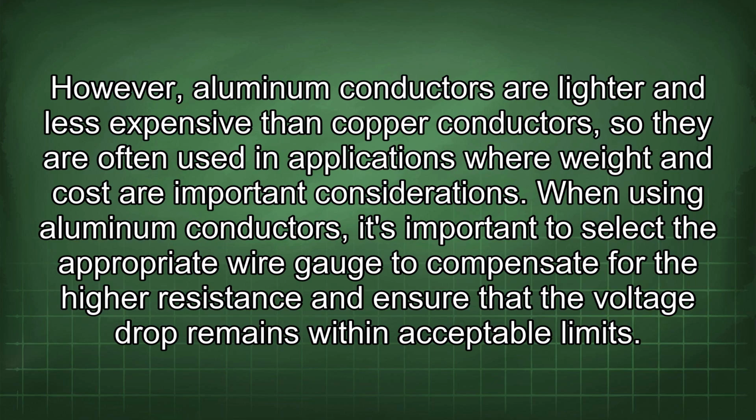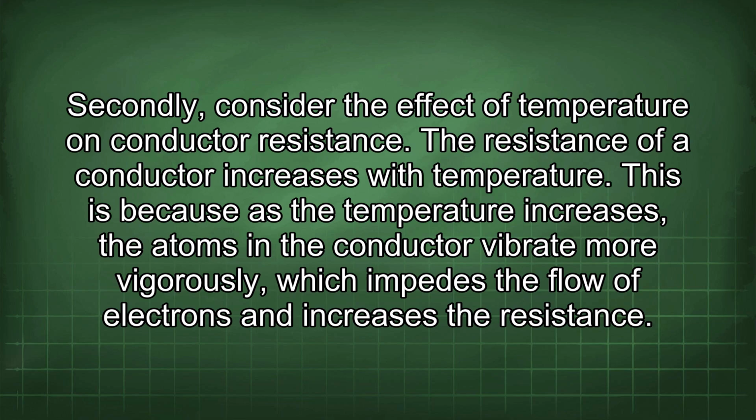However, aluminum conductors are lighter and less expensive than copper conductors, so they are often used in applications where weight and costs are important considerations. When using aluminum conductors, it's important to select the appropriate wire gauge to compensate for the higher resistance and ensure that the voltage drop remains within acceptable limits. Secondly, consider the effect of temperature on conductor resistance. The resistance of a conductor increases with temperature. This is because as the temperature increases, the atoms in the conductor vibrate more vigorously, which impedes the flow of electrons and increases the resistance.